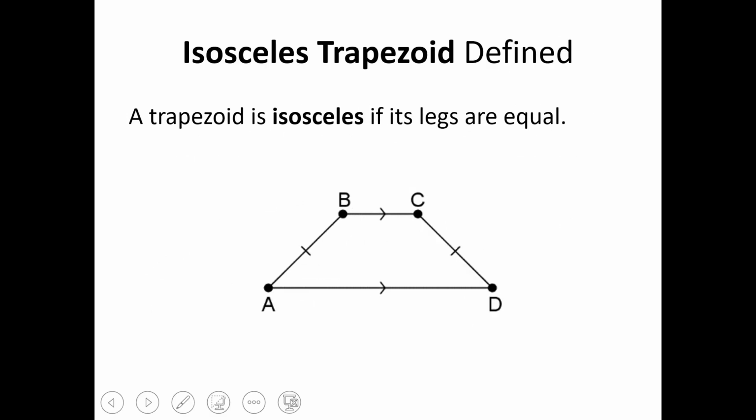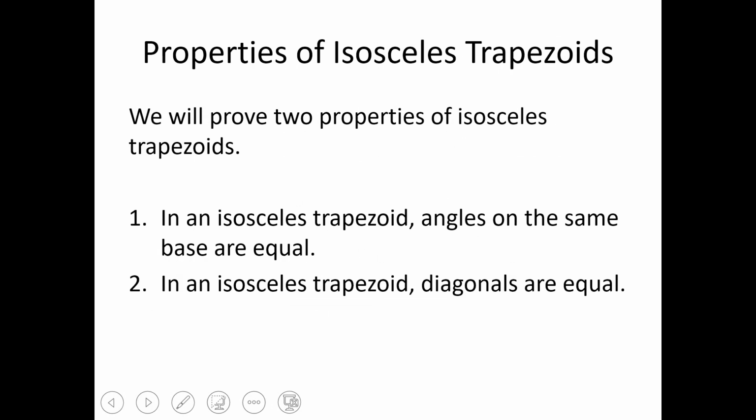All of the results that we will prove concern a particular variety of trapezoid. This is the really fun one, the isosceles trapezoid. By definition, a trapezoid is isosceles if its legs are equal, as shown in the diagram. So BC and AD are the parallel sides, and AB and CD, the non-parallel sides, that is the legs, are equal in length. We call it isosceles, which should seem like a good name given how we use isosceles.